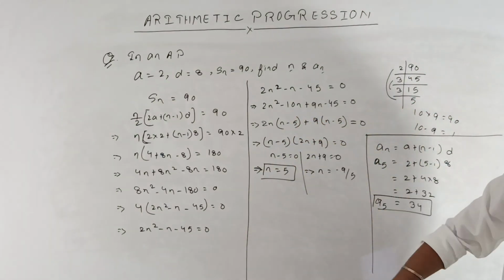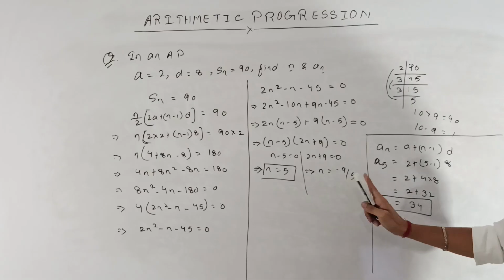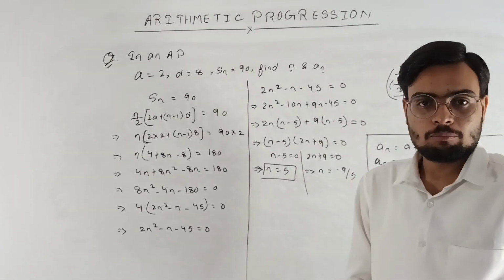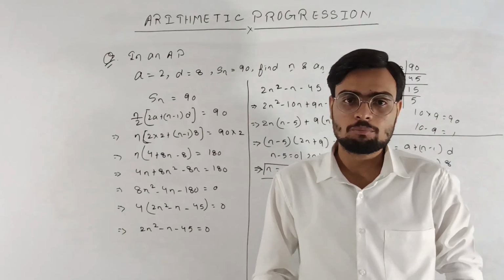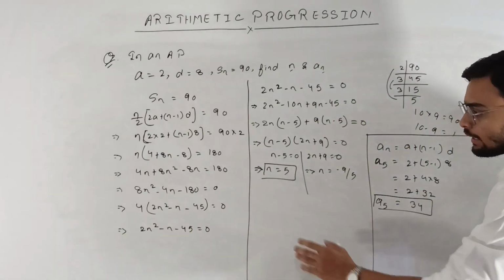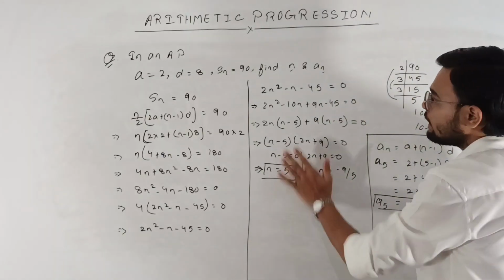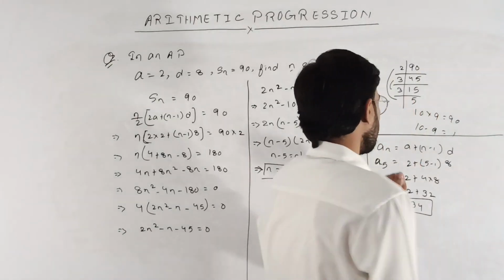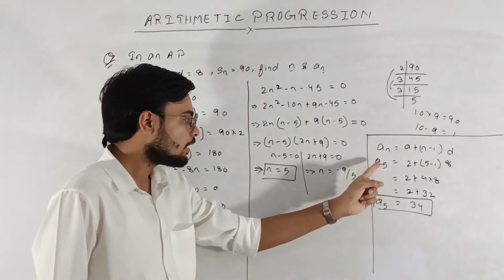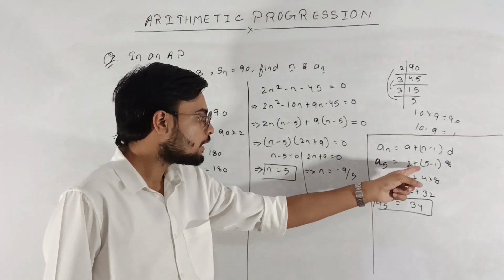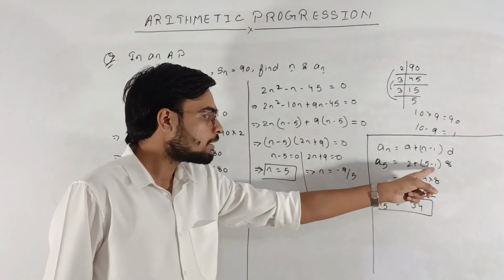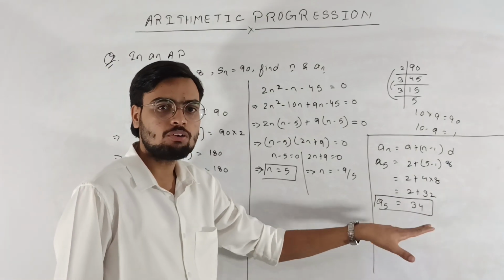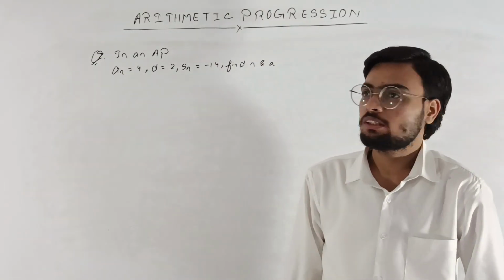Now, I solve this quadratic equation by factorization, by splitting the middle term. Then I get two values of n. First is 5, second is minus 9 upon 2. Now I consider this value 5. Why? Because number of terms of an AP is always a whole number, and 5 is a whole number. That's why I take this 5. Now n is 5. Now we have to find an. So an is a plus n minus 1 into d. So a5, n is 5. So a5 is equal to 2 plus, a is 2, n is 5 minus 1, d is 8. Now after calculating this, I get a5 is 34. Okay. Now let's move towards the next question.